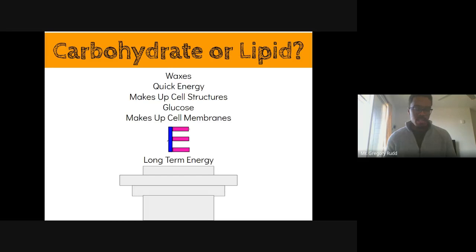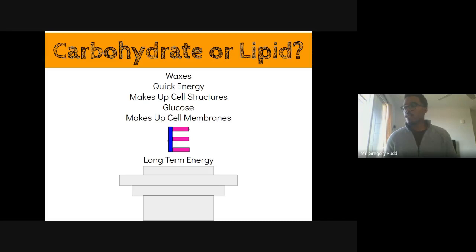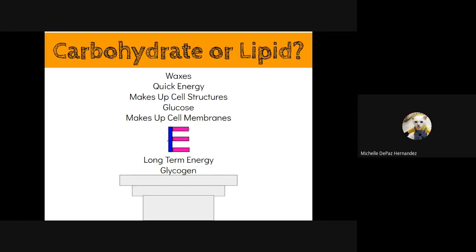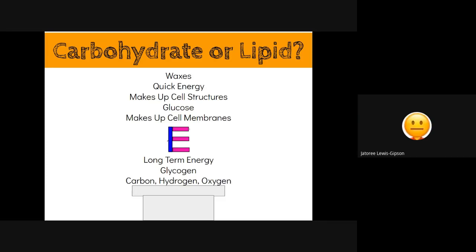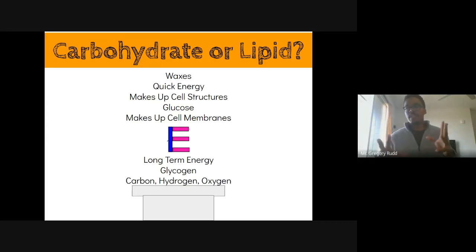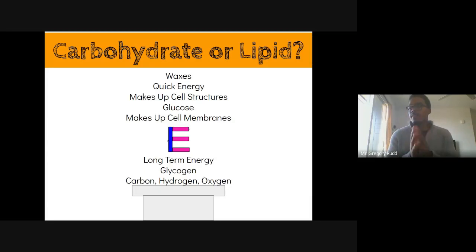What about long-term energy? Lipid. Good. Lipid provides that long-term energy. Glycogen, carb. That's an example of a carb. Carbon, hydrogen, and oxygen. Both. Yeah, you can make a case that this is both. Now, how do we distinguish between the two, carbs and lipids? The one with the ratio. Good, thank you, Sally. So carbs have a ratio, and does anybody remember what that ratio is? 1 to 2 to 1. Good.